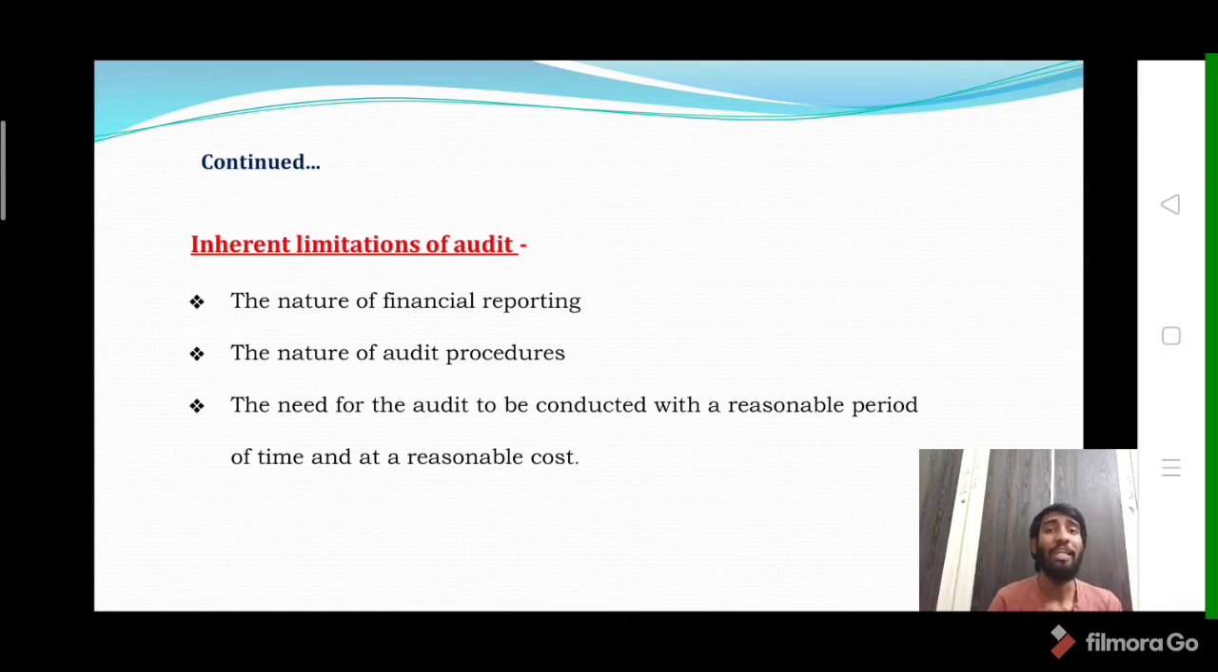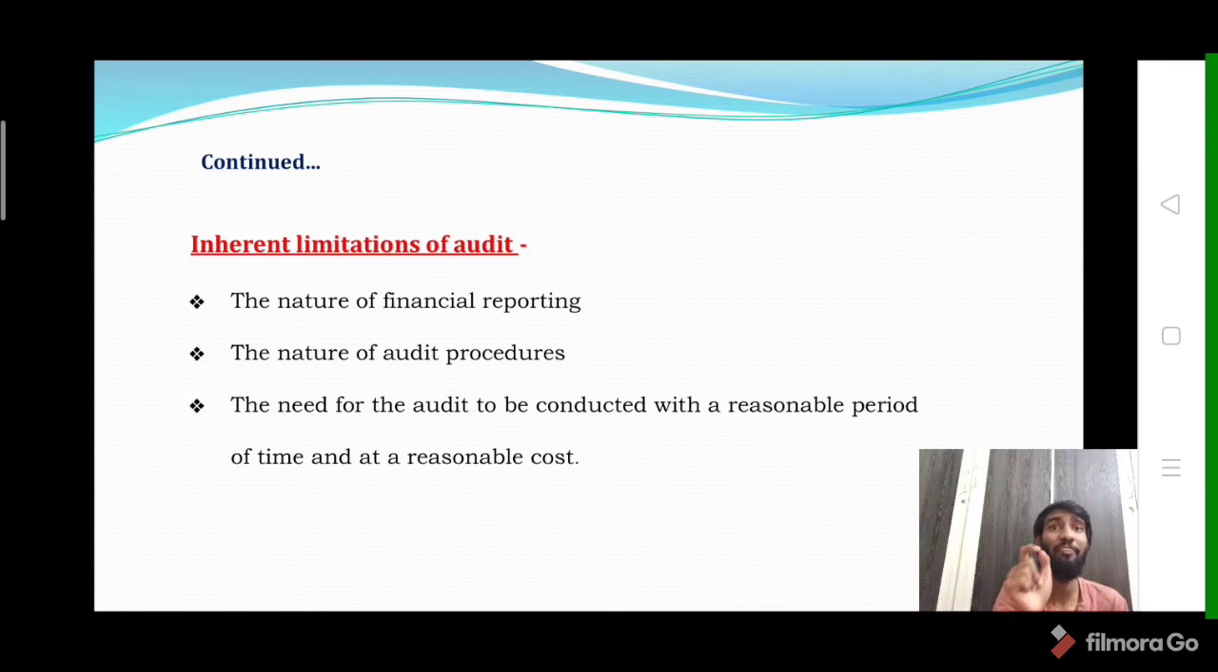And the next one is nature of audit procedures. As we said before, as an auditor, we need sufficient appropriate audit evidence to express an opinion on the financial statements. Further, due to legal and practical limitations, the auditor may not be able to obtain the required evidence. Normal audit procedures may not be effective to detect fraud and errors. So in such cases we need to perform additional procedures.